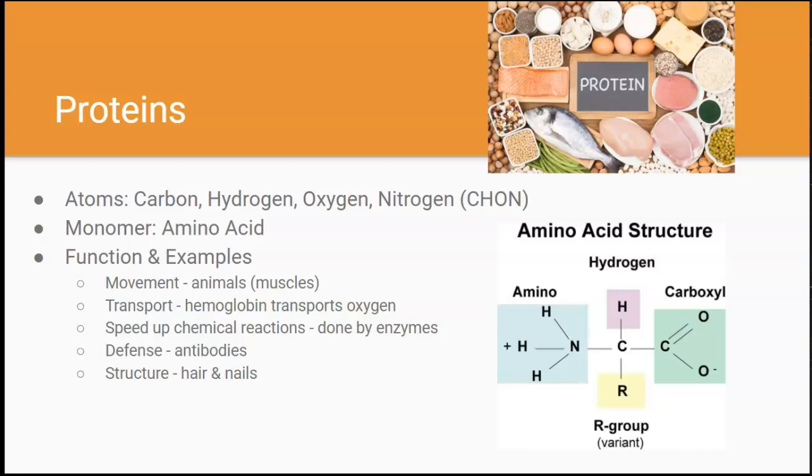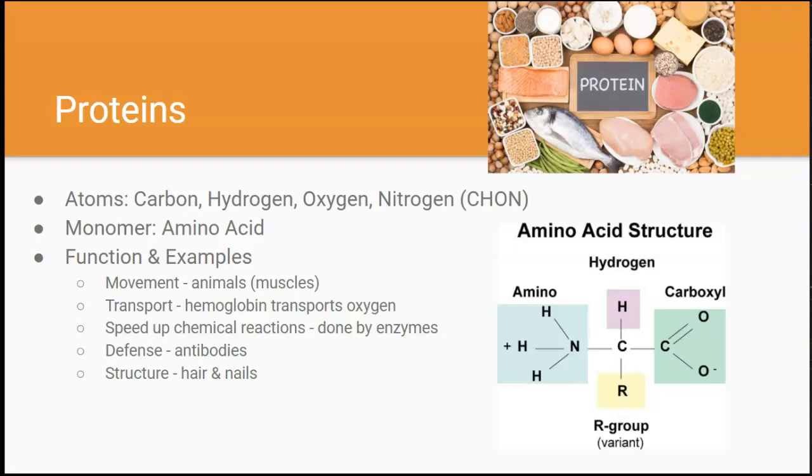So the atoms here, looks like we added one. So we still have carbon, hydrogen, and oxygen, right? The 3 that we've been talking about this whole time, but now we're also adding nitrogen. So now proteins, we can abbreviate that as CHON, C-H-O-N. And again, because it has carbon and hydrogen in it, we know that proteins are considered organic.